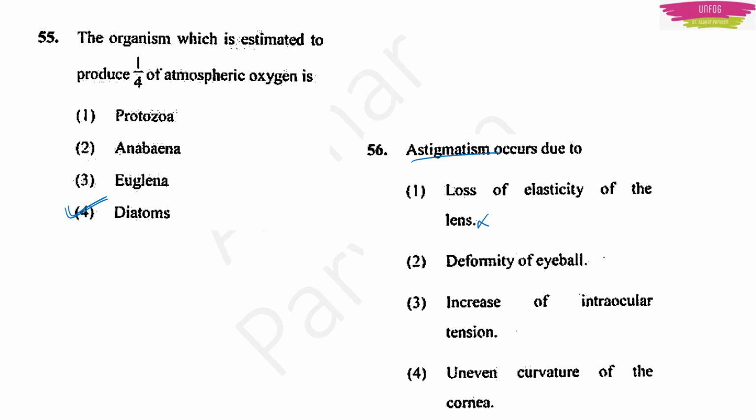Option 2, deformity of eyeball. Wrong answer. Option 3, increase of intraocular tension. Wrong option. And then we have the fourth option, which is uneven curvature of the cornea. So uneven curvature or uneven shape, these can be used synonymously. So option 4 is the right answer.